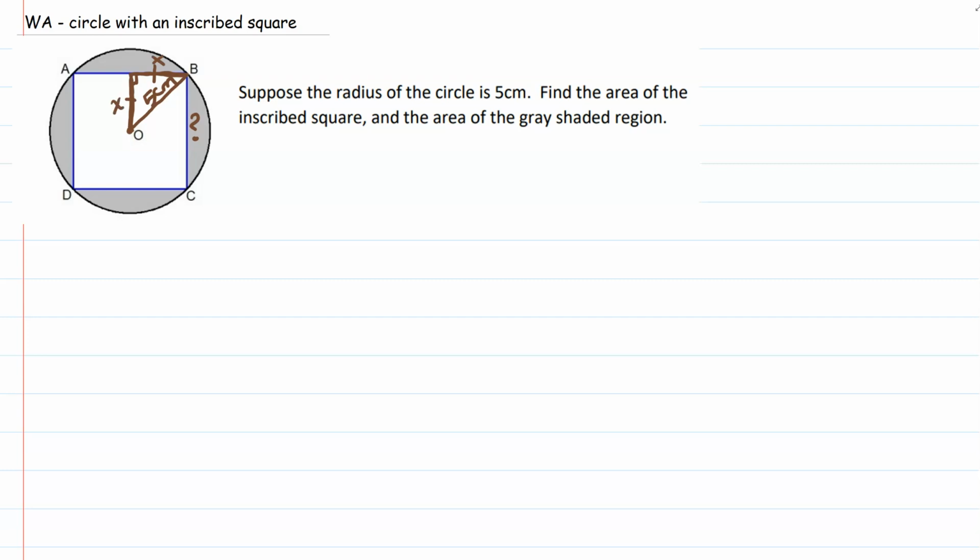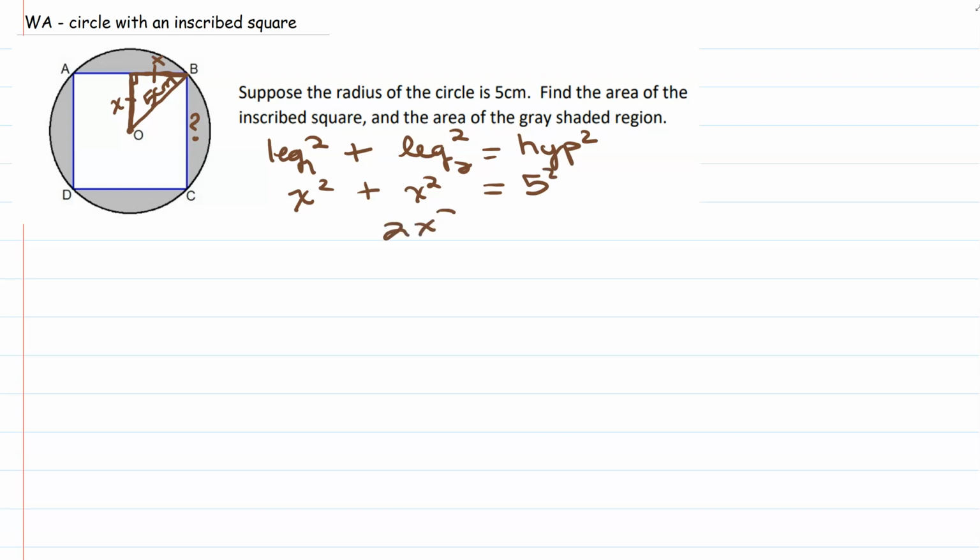Within a right triangle, Pythagoras would say leg 1 squared plus leg 2 squared is equal to the hypotenuse squared. So here we would say x squared plus x squared is equal to 5 squared. That is 2x squared is equal to 25. To solve for x, we would start peeling things off. So we are going to have to divide by 2 first. 25 divided by 2 is 12.5.